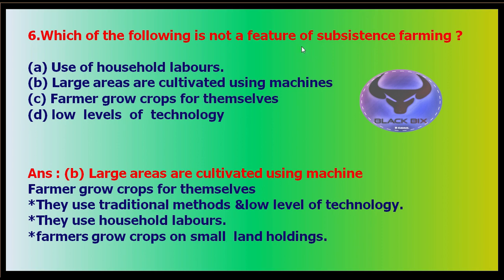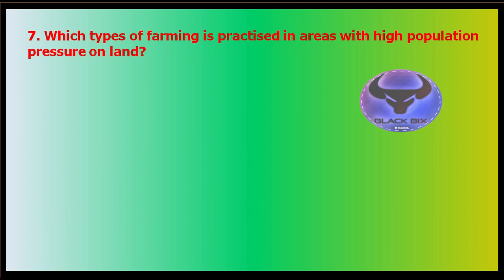So I hope the point is clear. These blue ones are all features of subsistence farming, while large areas cultivated using machines is a feature of commercial farming. Next, moving to question number 7.